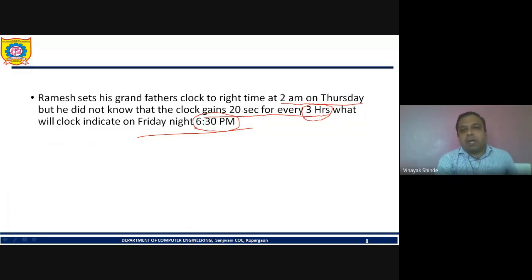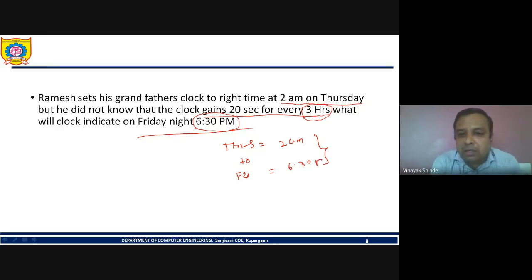So you need to calculate the number of hours from Thursday 2 a.m. to Friday 6:30 p.m. So if you calculate the number of hours from Thursday 2 a.m. to Friday 6:30 p.m.